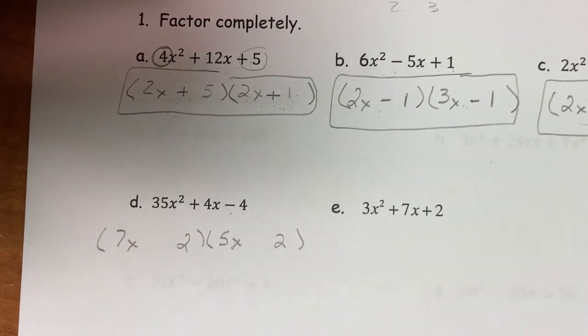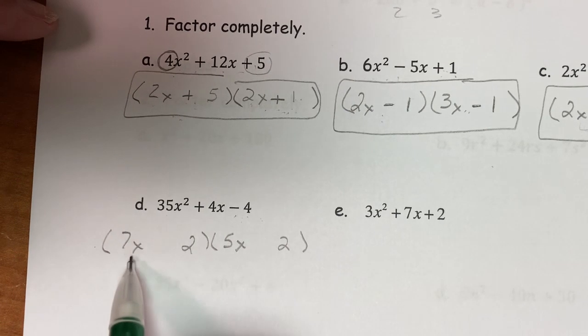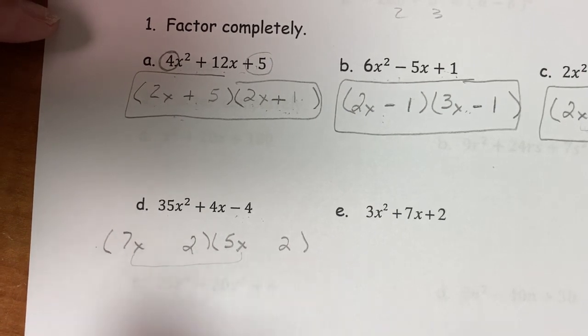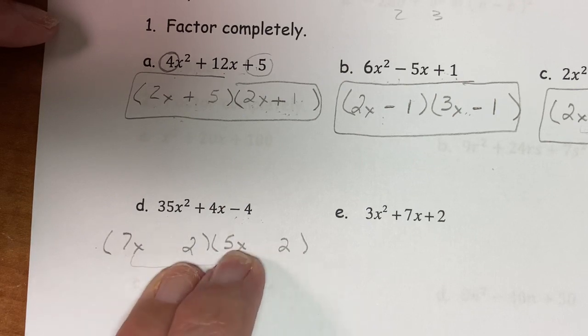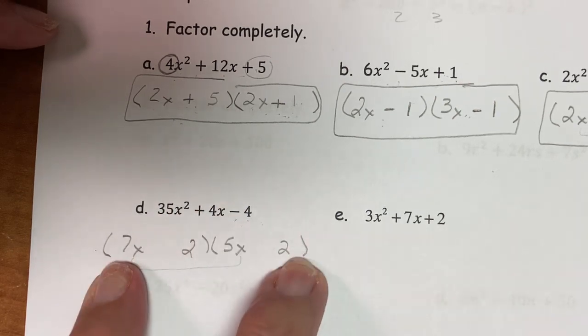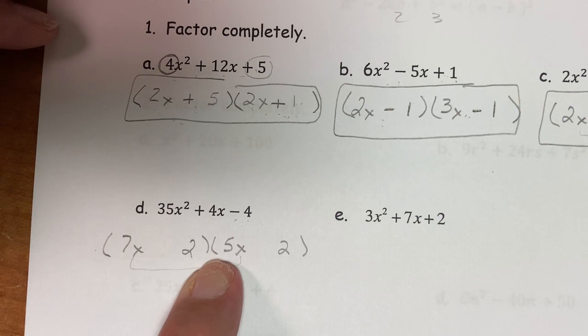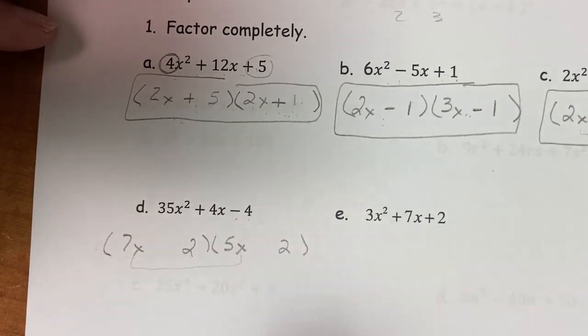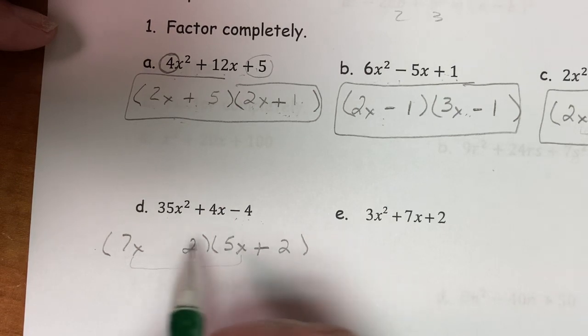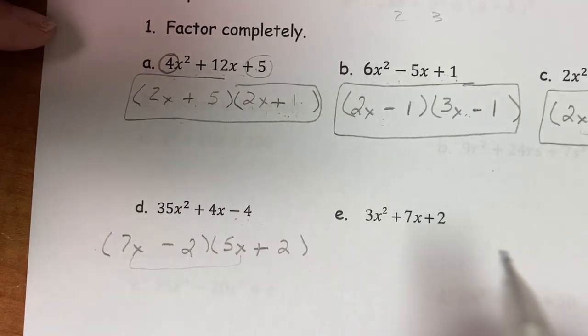So let's guess now. So I get 35x squared. Outside I get 14. Inside I get 10. Can I get a 4 out of a 14 and a 10? Yes. Since I need a positive 4, I need the 14 to be positive. So that means the positive goes here and the negative goes there.